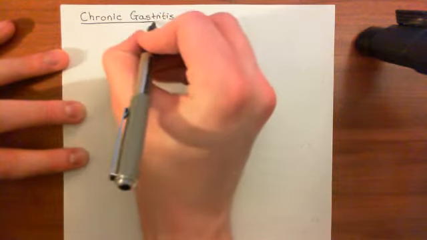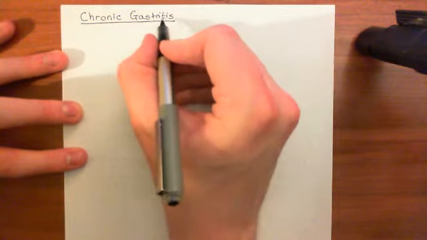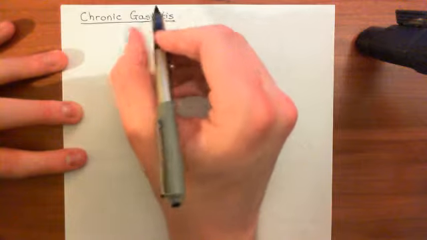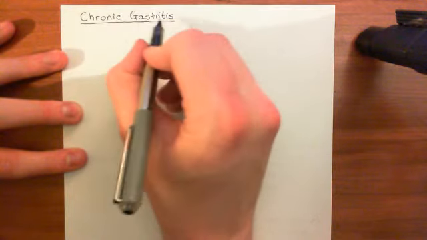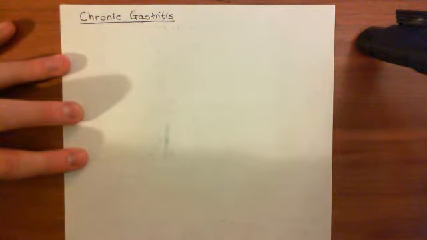So what is the cause of chronic gastritis? Well, firstly, I should tell you what it is. Anything ending in itis means inflammation. So this is inflammation of the stomach. Specifically, it's inflammation of the stomach wall, and chronic means it's going to last for a very long time. So we've just got long-term inflammation of the stomach wall.